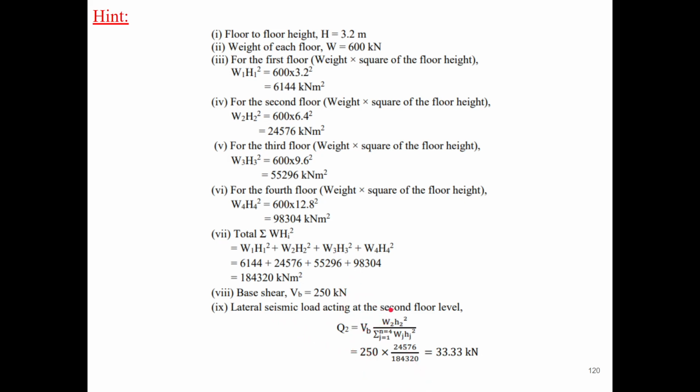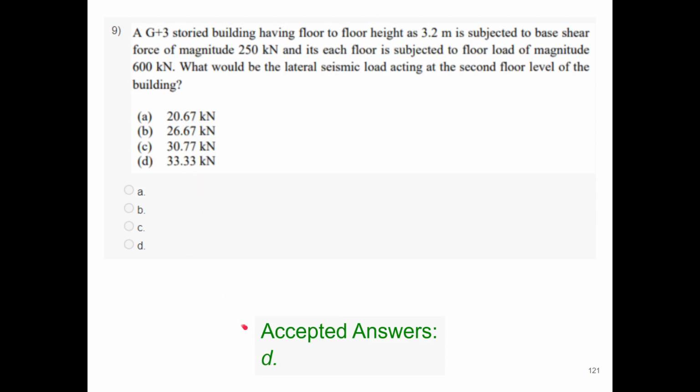So lateral seismic load acting at the second floor level will be Q2 equal to VB into W2H2 square by summation j equal to 1 to 4 WjHj square. So it is 250 into 24576 by 184320, that is equal to 33.33 kilonewton. So as you can see, D, 33.33 kilonewton is the right option.